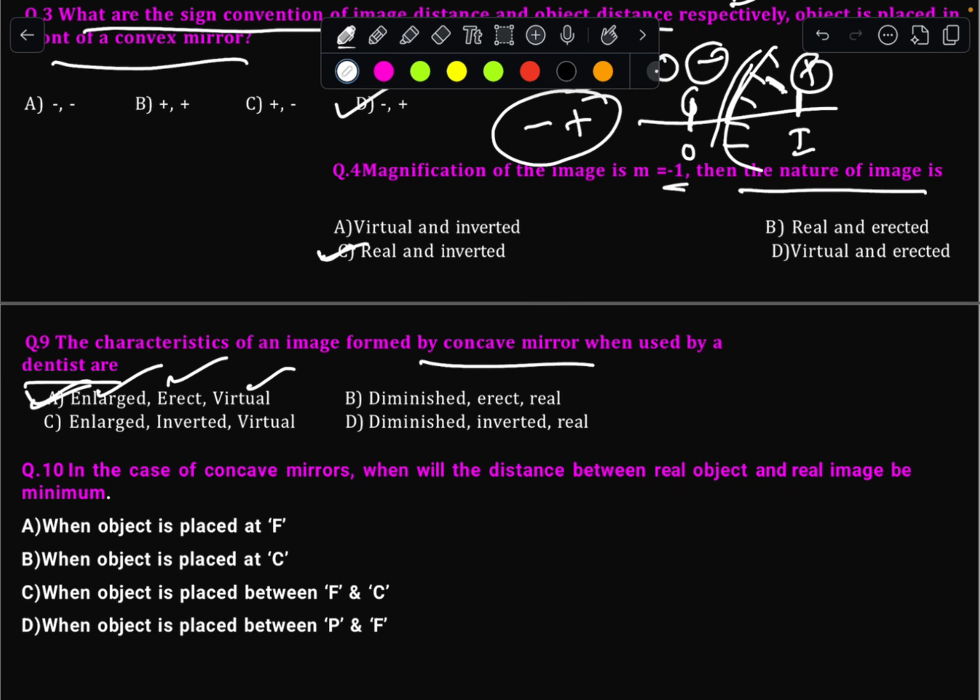In the case of a concave mirror, when will the distance between the real object and real image be minimum? In a concave mirror, when the object lies at the center of curvature, the image will form at the center of curvature only. So the distance between them is 0. The object is at C, the image is also at C, so the distance between them is 0. Their real intersection is happening, which means the image is real. So we can say when the object is placed at C.